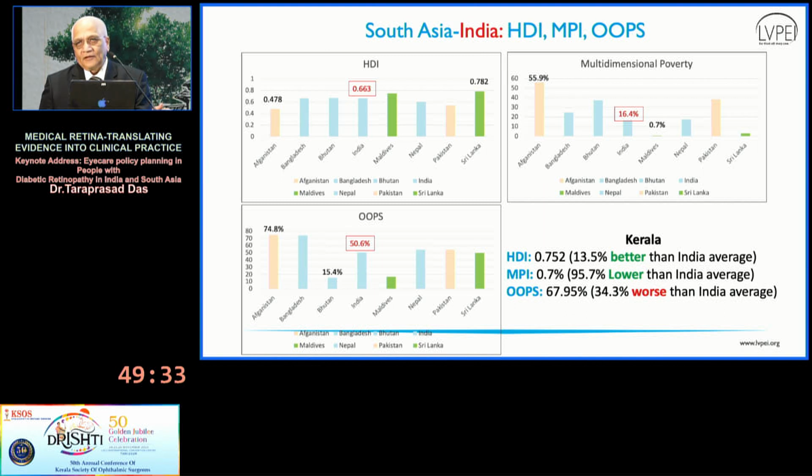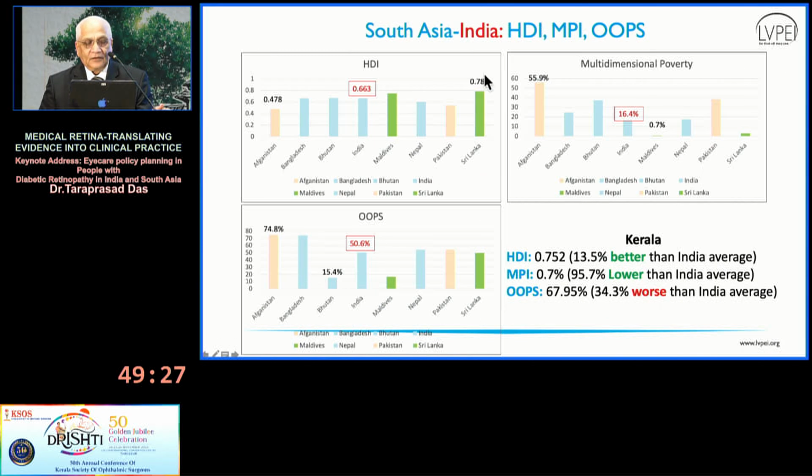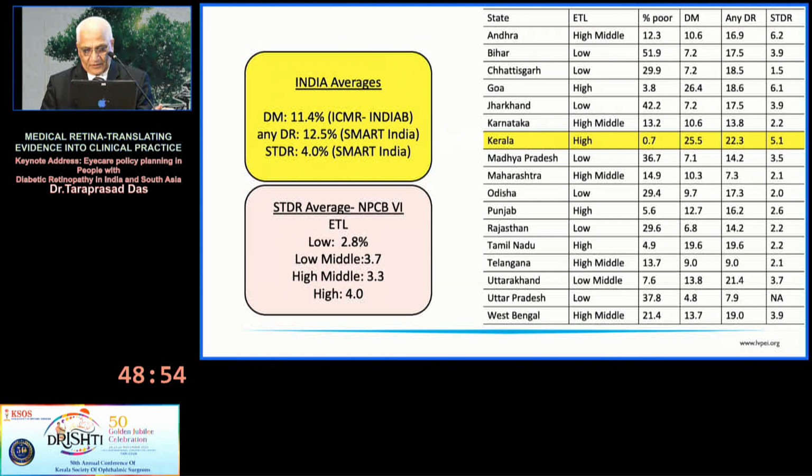If you look at the three other factors, the Human Development Index, the poverty index, and the out-of-pocket spending called OOP spending, then India is somewhere in the middle of South Asia. SDI is 0.6, multi-dimensional poverty is 16.4%, people are actually poor in the country, and 50% of people pay out of pocket. In Kerala, however, there is a 13% better SDI than the India average, 95% lower poverty than the India average, but the out-of-pocket expense is much higher, 34% higher than what people normally pay from their pocket for health care in India.